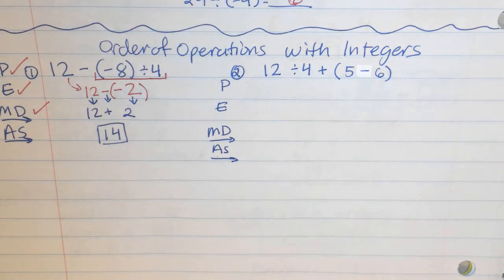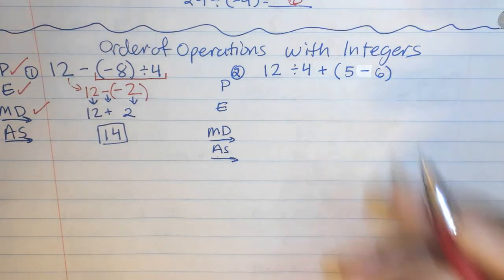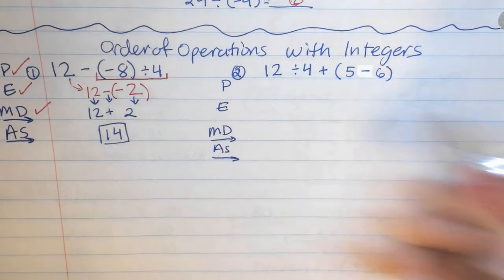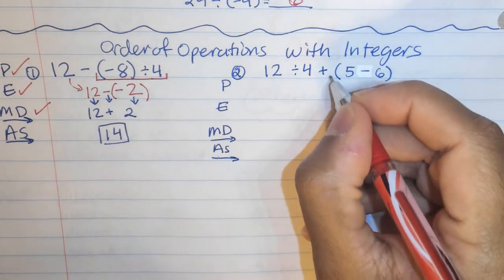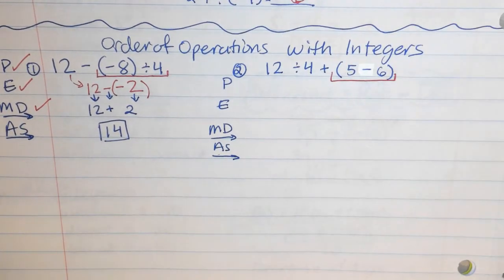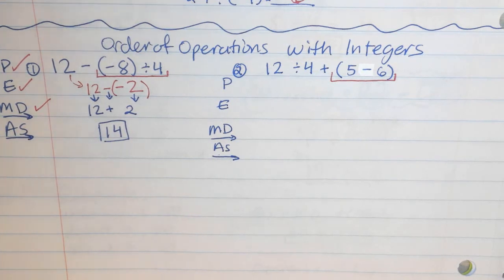Alright, Isaac, I saw your hand, so I'm going to go ahead and ask you, team, okay? Isaac, what does the P mean for me to do? I need to do parentheses. So do I have any parentheses in this problem? Okay, so I'm going to go ahead and do 5 minus 6. Now, when I do 5 minus 6, Isaac, I'm not going to be getting a positive number, right? So I want to think about my rule. What's my rule for subtracting integers, Isaac?